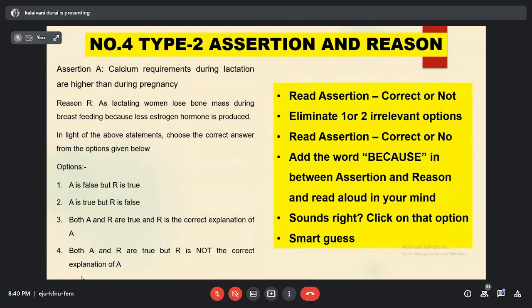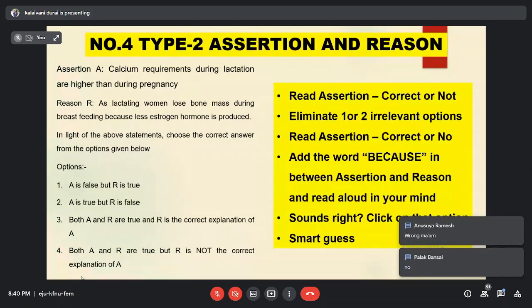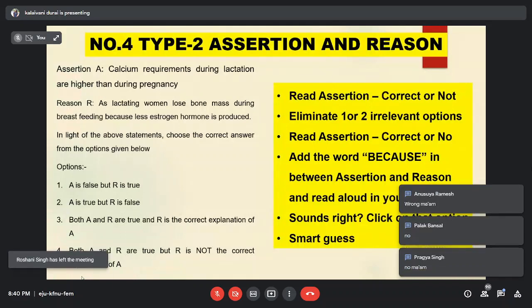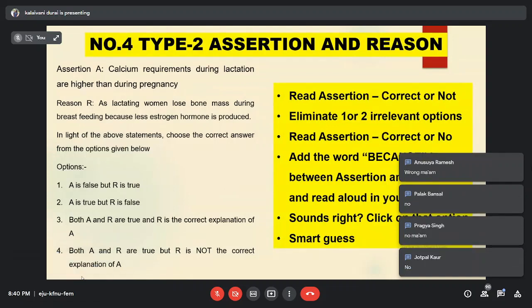Does this sentence seem correct? Just read it by yourself. Just read it once and see. Why is everyone saying no? Can anyone give me the reason?